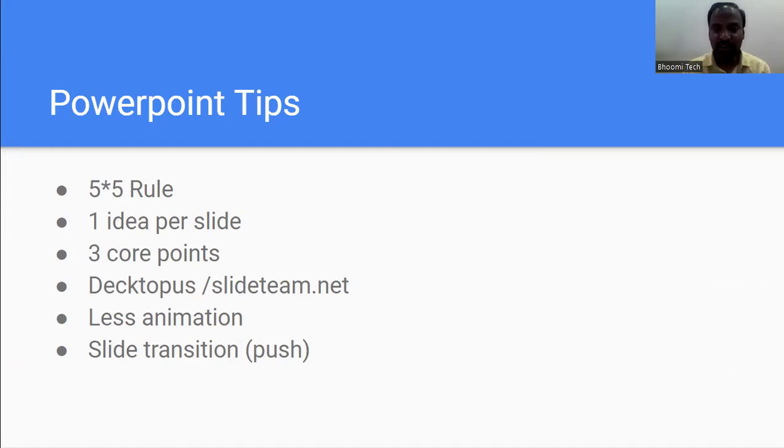And you have to use three core points, three features, or three results. So, 3 core points. For more templates, you can go to the websites Doctopus or SlideTeam.com. They have more beautiful themes and templates available for PowerPoint. And don't use too much animation. This animation is preferred, and you can use the push transition for slides.